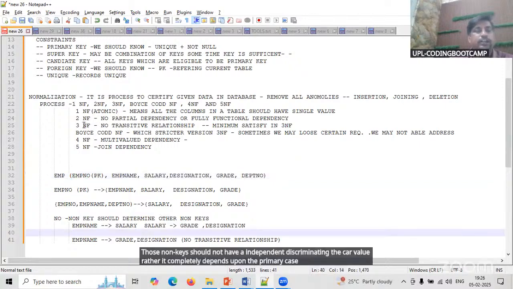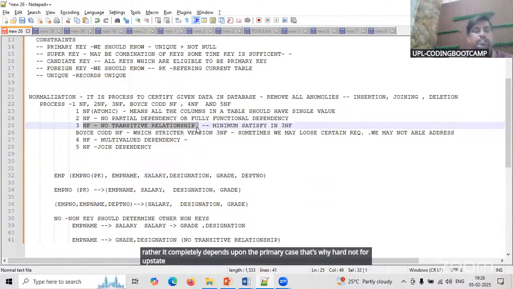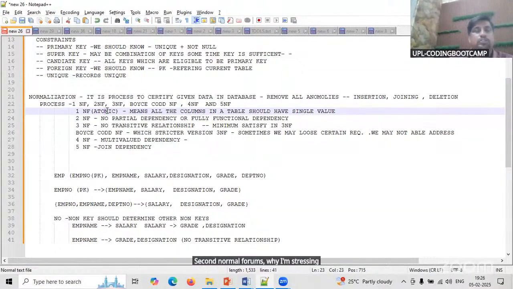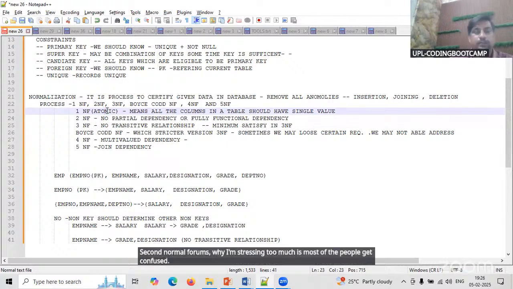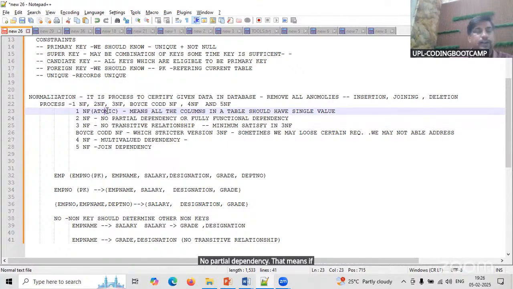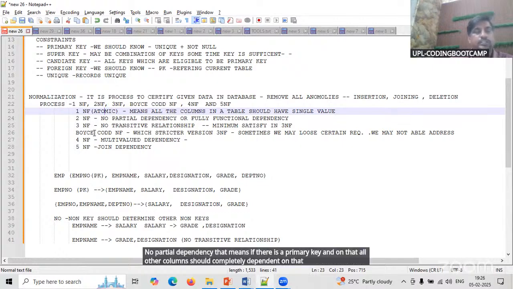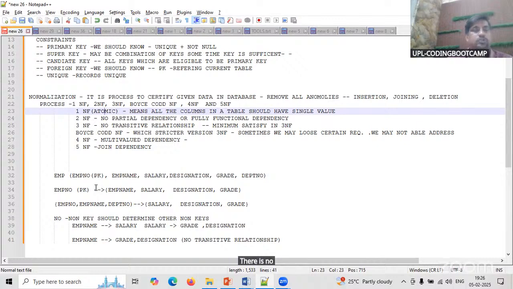That's why third normal form says no transitive relationship. First normal form says all columns should have a single value. Second normal form, and I stress this because most people get confused: no partial dependency. That means if there is a primary key, all other columns should completely depend on it. Third normal form says that one non-key should not determine another non-key. There is no meaning in a transitive relationship like A implies B, B implies C, so A implies C. So you should not do that.